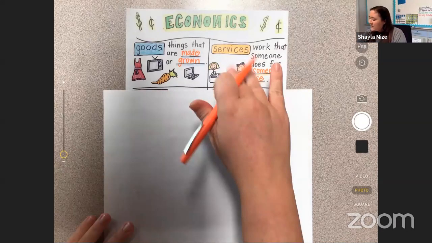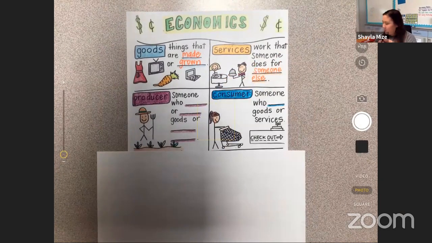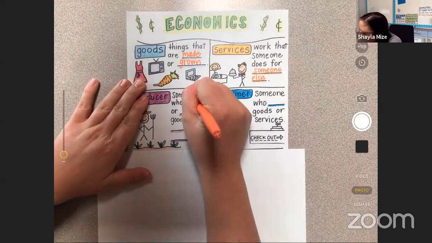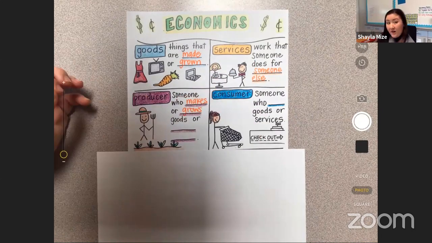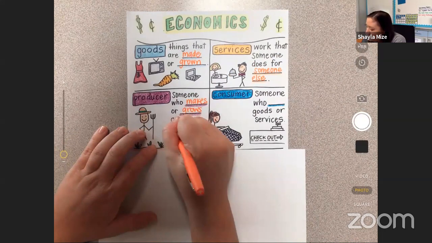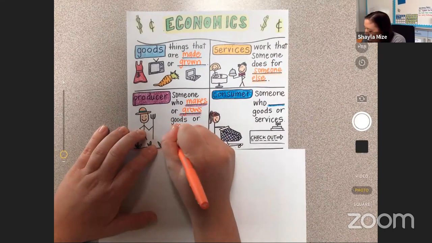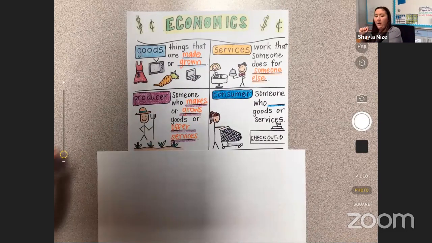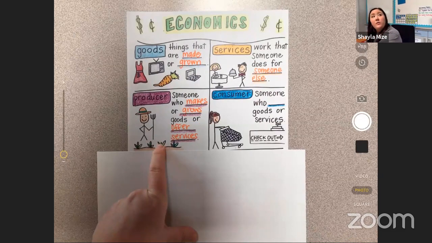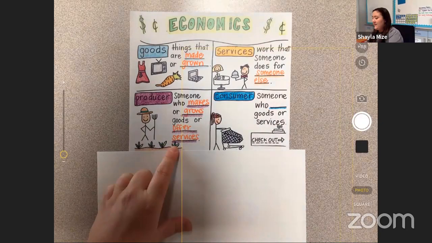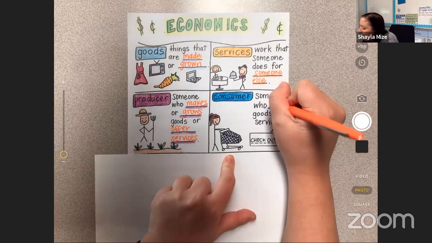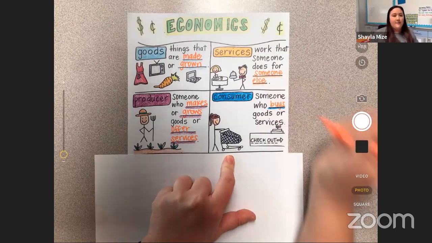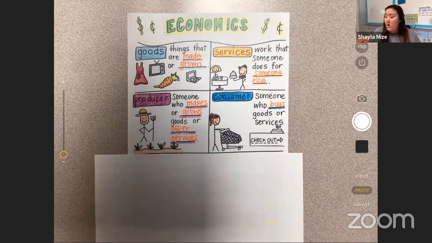Awesome. So we also have producers and consumers. And a producer is someone who makes or grows goods, or they also offer their services. So for example, a farmer is both growing and offering services because he's selling the vegetables. And then a consumer is someone who then goes and buys the goods or the services. So you and I go to the grocery store to buy what the producer made.